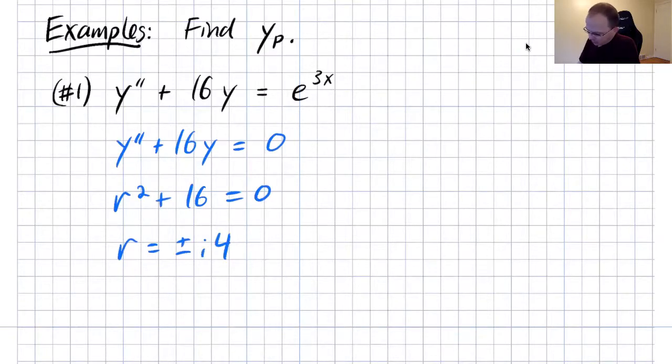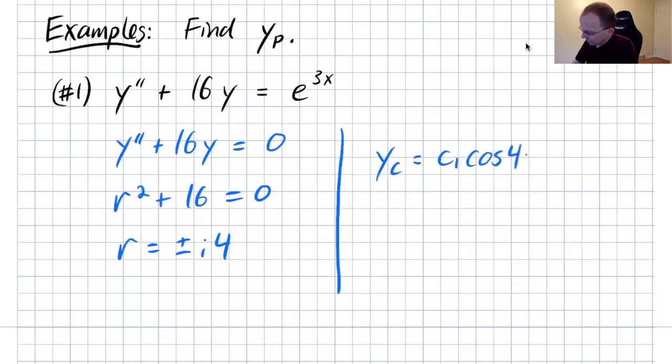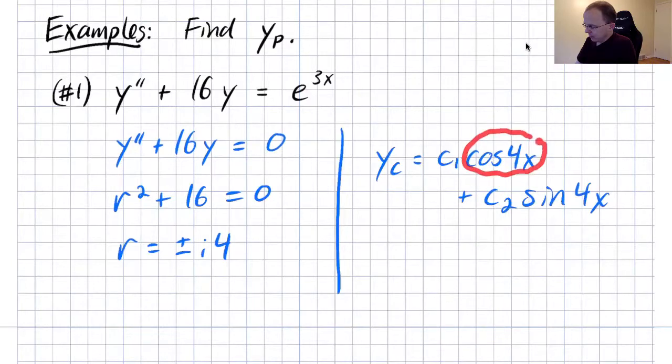And so this tells us that the general solution of this homogeneous equation is yc equals c1 cosine 4x plus c2 times sine 4x. So there's our general solution. If we end up having something that looks like cosine 4x or sine 4x, then we know that it's going to satisfy this homogeneous equation.